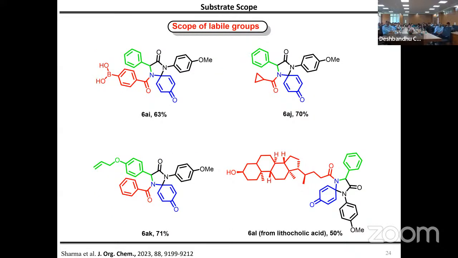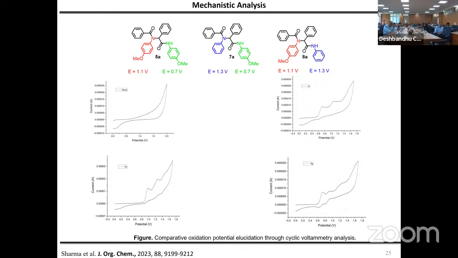This is the scope of labile groups, where we have used different groups which are electrochemically labile, in that they generally degrade, and we could still show these products. Especially in the boronic acid case, we got 63% yield, and the secondary alcohol containing lithocholic acid also did the late-stage functionalization for the spirocyclic 4-imidazolidinones. So before going into the proposed mechanism, we did some control experiments.